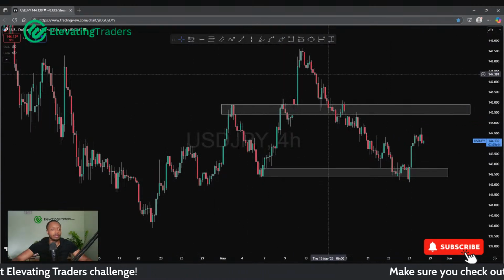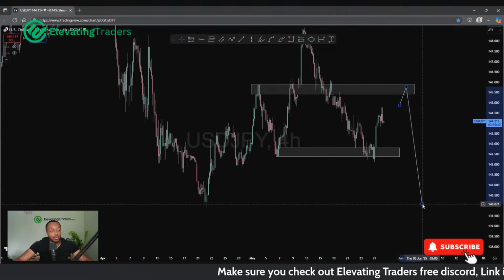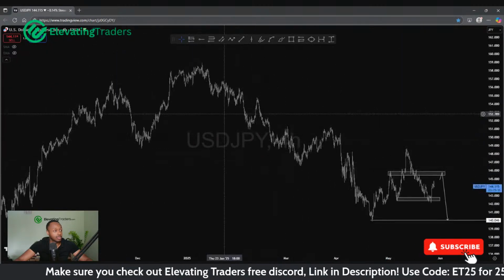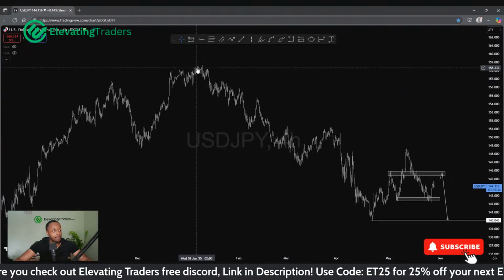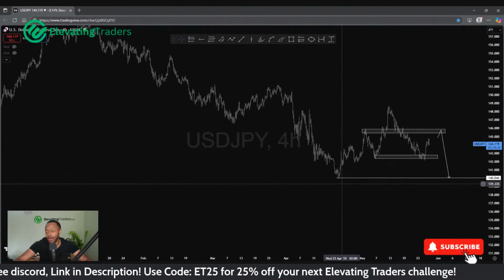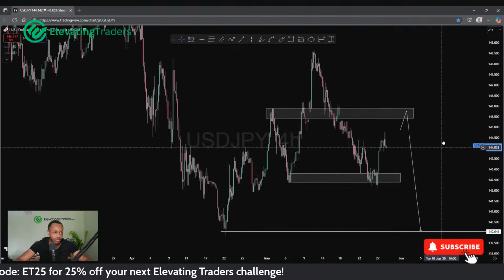Possibly a right shoulder can form, and I do think there is a world where we do see dollar yen just continue that bearish trend we've had since the start of the year, pretty much. Since Jan, we potentially just continue this bearish trend here, and that could take us back to the low. So overall, pretty bearish here for dollar yen.